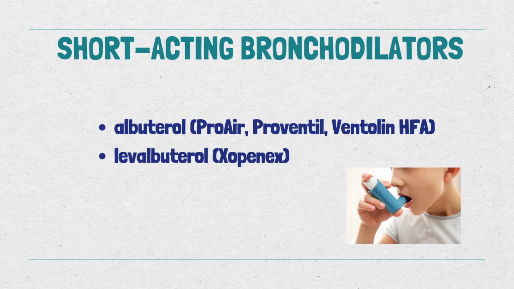So we have albuterol, which actually has three different brand names, and many pharmacies have all three because insurance likes to pay for different ones. But it's albuterol, which may be called ProAir, Proventil, or Ventolin HFA. And then our other one is levalbuterol, and the brand name for that is Xopenex. And you'll learn more about the difference between those two later on.